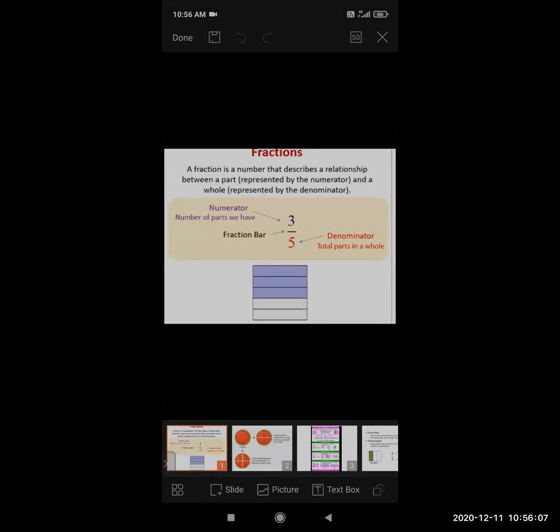And the numerator? Numerator is what? It's 3. Numerator is 3 because we want to count the colored part over there, correct? So colored part, how many? 3. And denominator, how many? Total equal parts, how many? Equal to 5, correct?